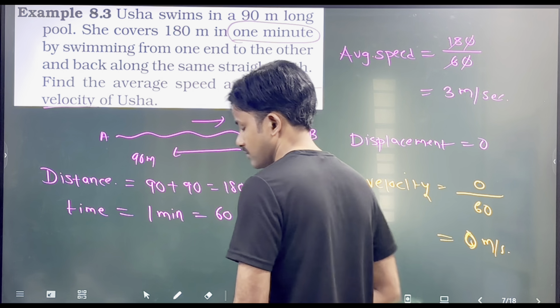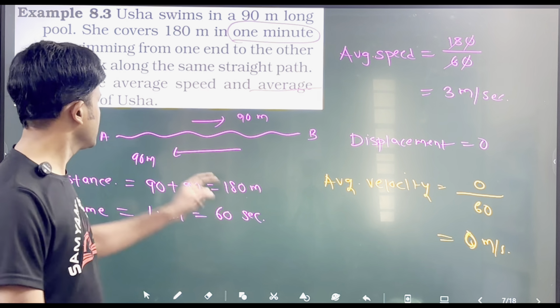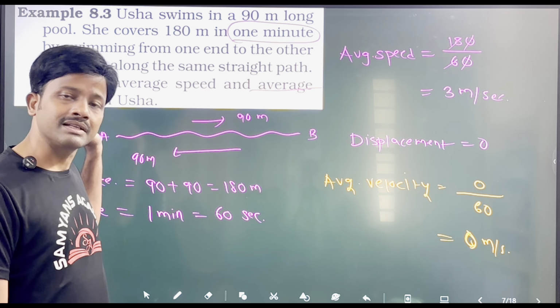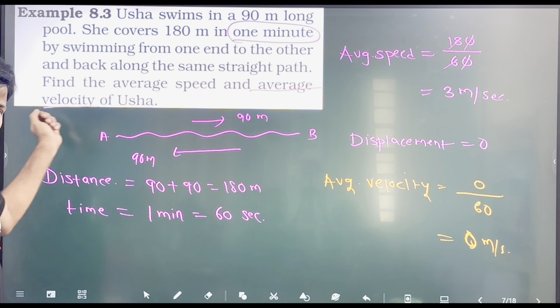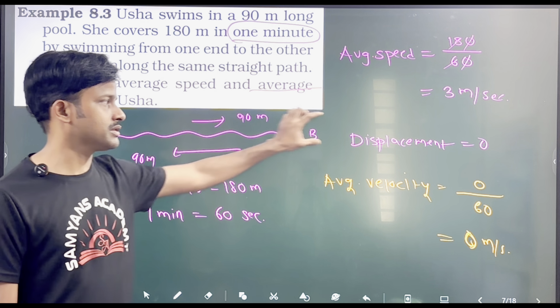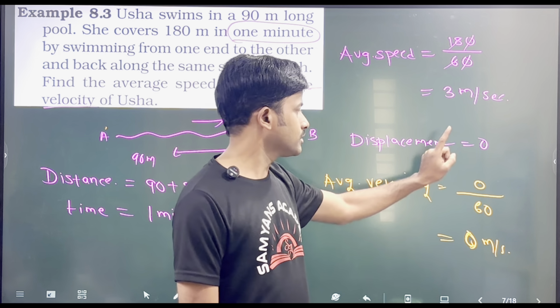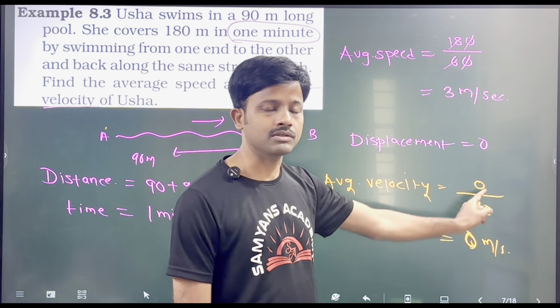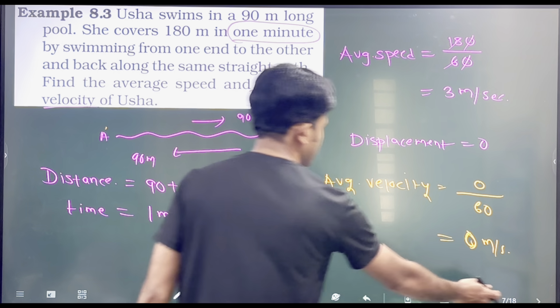Average velocity is 0 meters per second. Okay, so why do you have to consider displacement as 0? In this case the initial and final point are both the same. She starts from A, again she reaches A, so the initial and final points coincide. So displacement is 0. The average velocity formula is displacement by time. So displacement is 0, time is 60, so 0 by 60 is 0 only. Okay, move on to the next question.